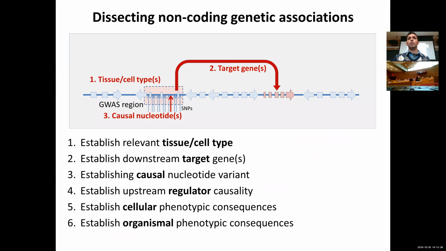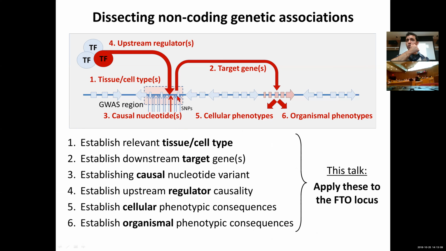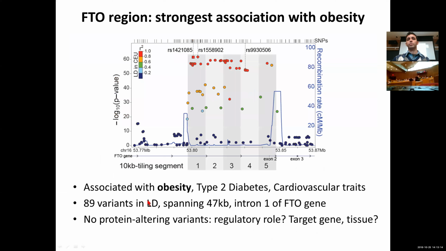So here are the things that we would like to do. We'd like to start with a region of associations shown here in pink. From all of these genetic variants, figure out which one or which ones are the causal ones that are responsible for the association. What are the tissues and cell types where this region is acting? What are the target genes? What are the cellular phenotypes and the organismal phenotypes downstream of those target genes? And who are the upstream regulators that are binding this region and whose binding changes because of the nucleotide? And we went after all of that and applied it to the FTO locus.